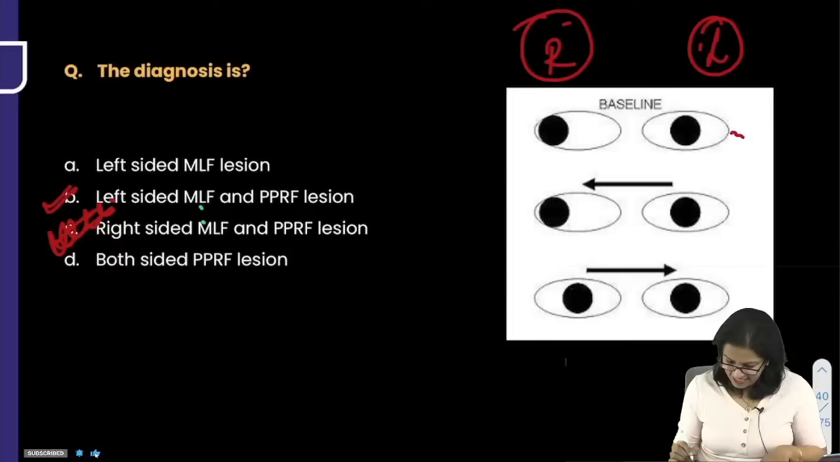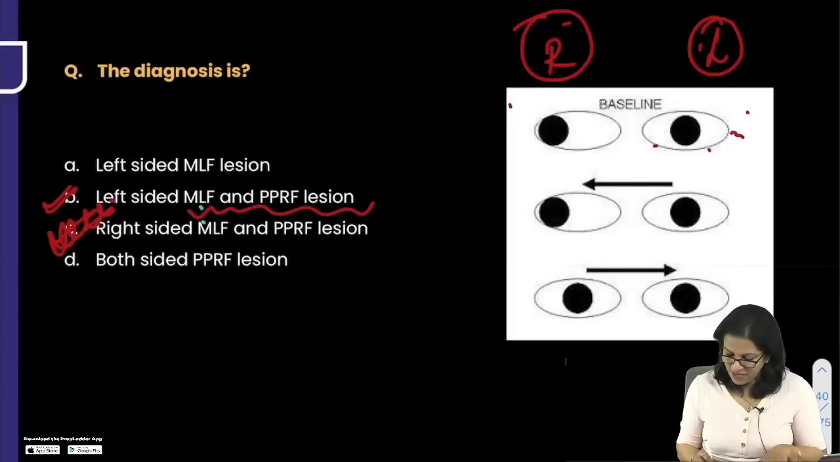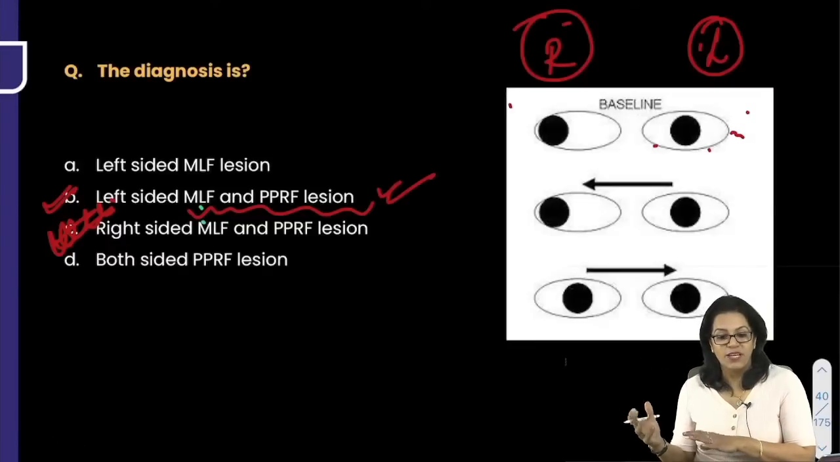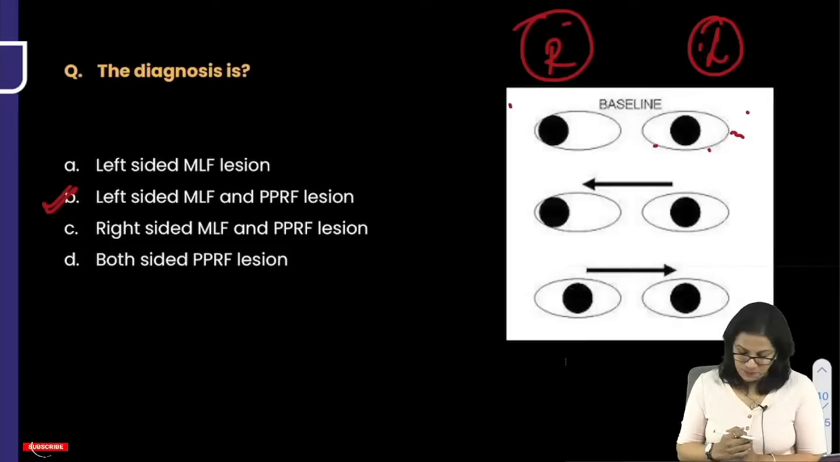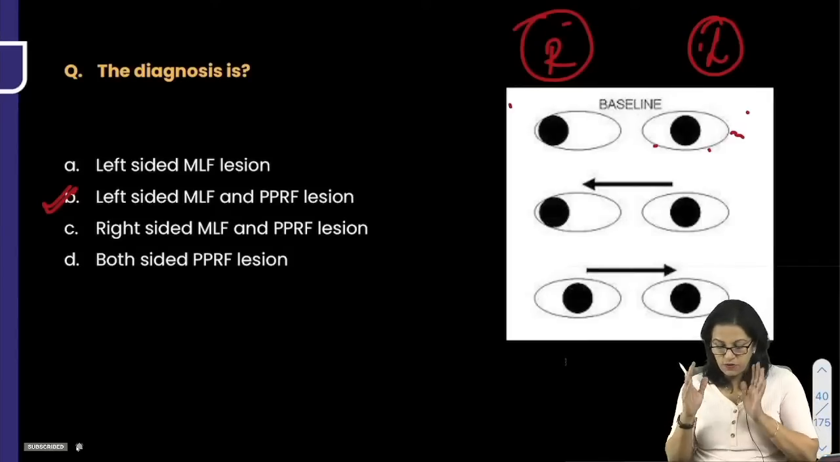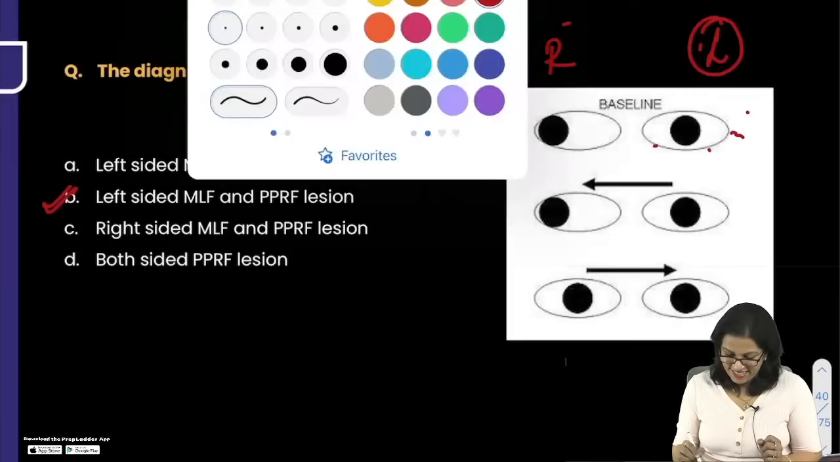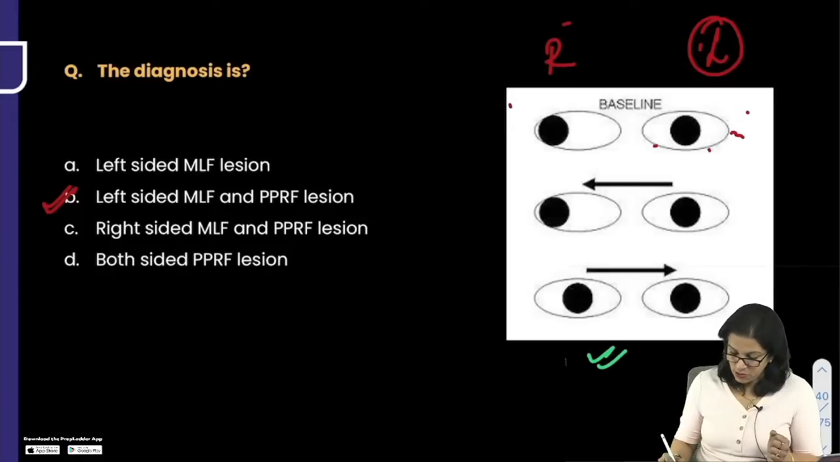You have to take it like this, isn't it? So if this is the right and this is the left, on the left side both adduction and abduction are gone, that means it has to be left sided MLF and PPRF lesion. So wherever both are gone, that side PPRF and MLF both are gone. So answer would be left sided. So it should be B not C. When you talk in terms of the eye, this is your right side, this is your left side. Don't get confused. Left sided both adduction and abduction is gone, and right side only adduction is gone. So that means it has to be left sided PPRF and MLF. So answer is B.